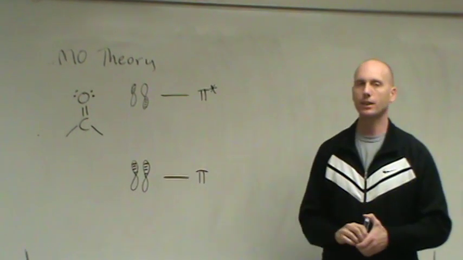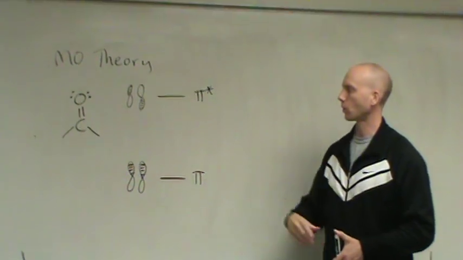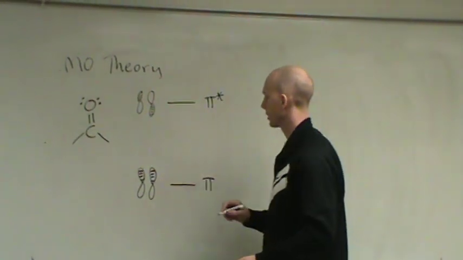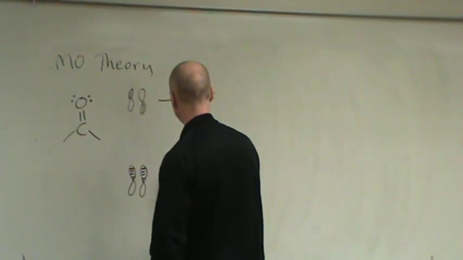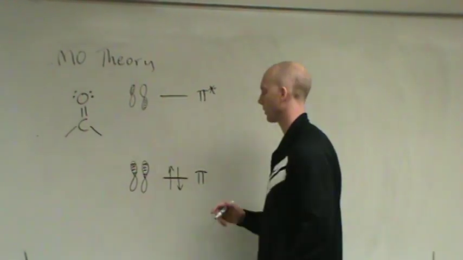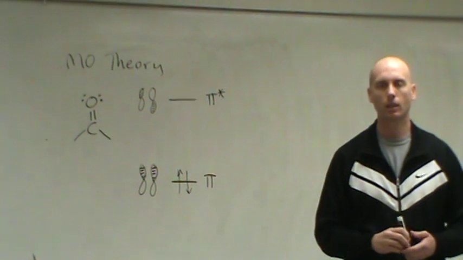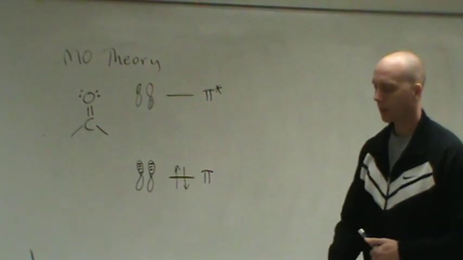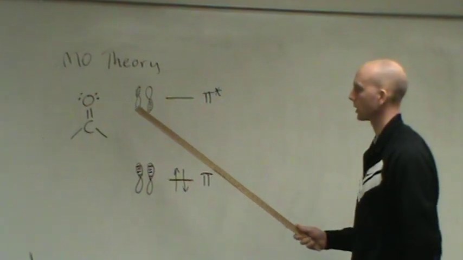And we get the pi star level, where they are overlapping out of phase. So our 2 electrons would go down here in the bonding level. But here we get something extra.